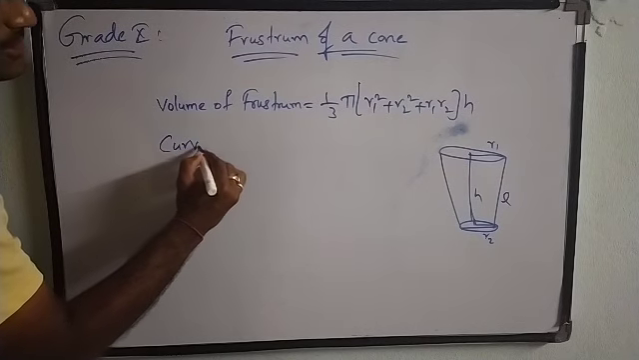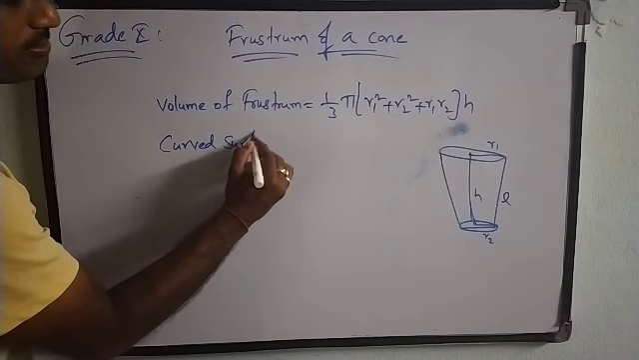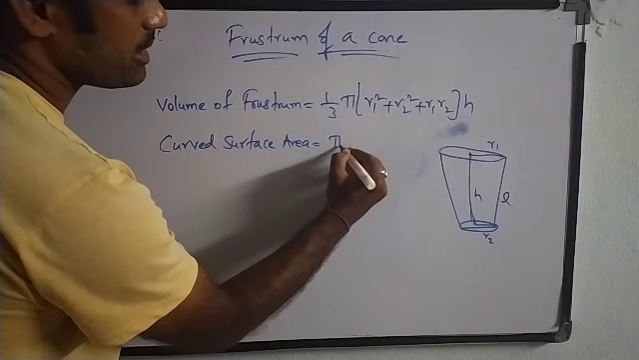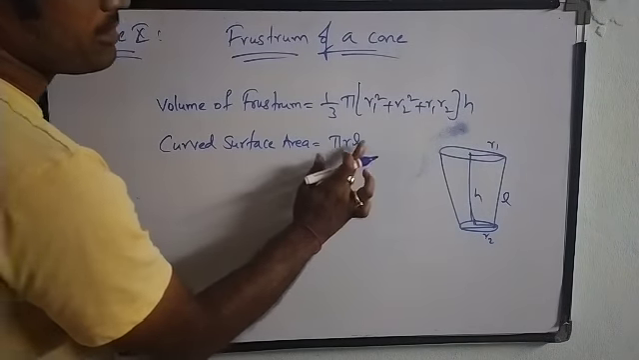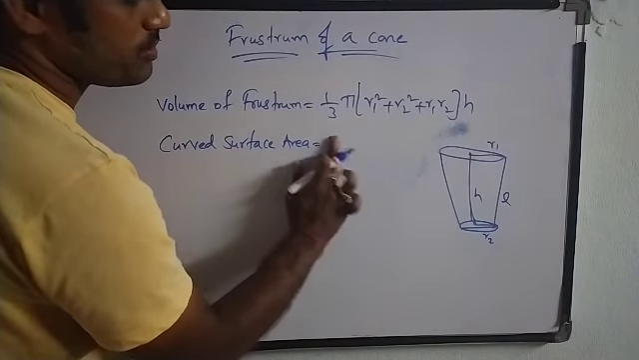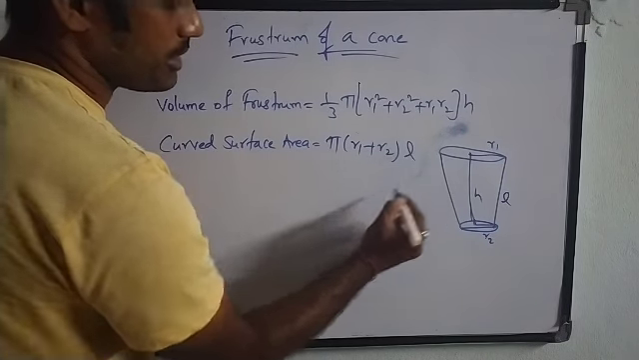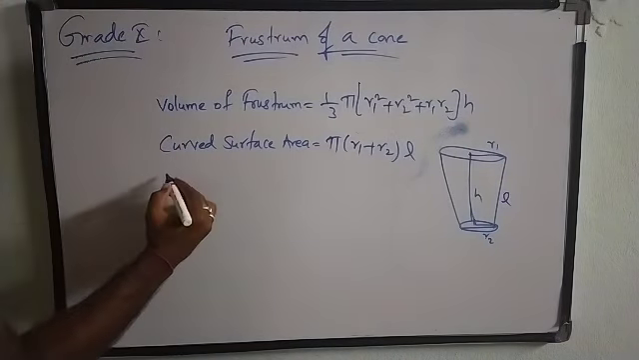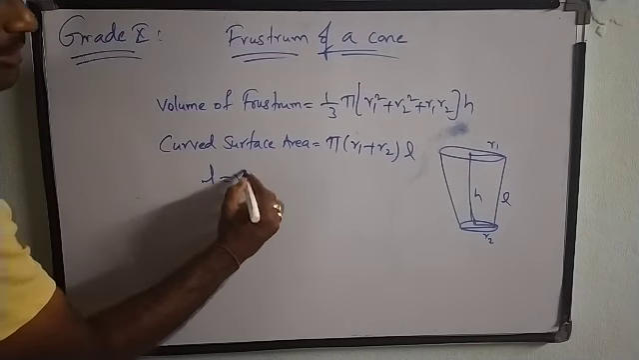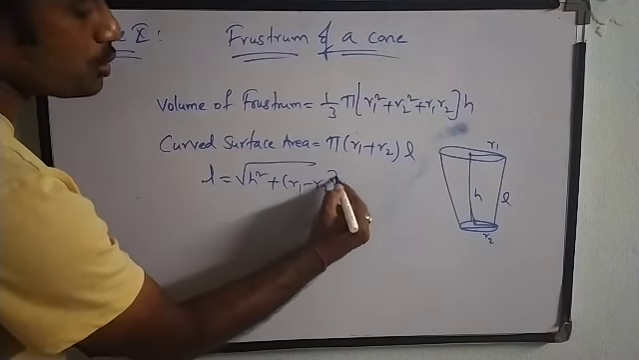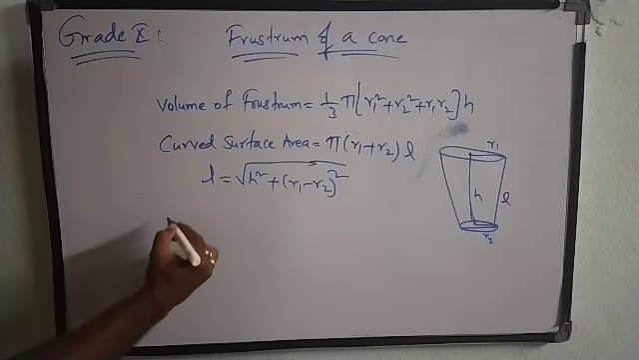Next, curved surface area of the frustum is equal to, generally for a cone it is pi r l. Since there are two radii, we have to write pi into r1 plus r2, into l. Where l can be given as the root of h square plus r1 minus r2 whole square, the slant height formula.